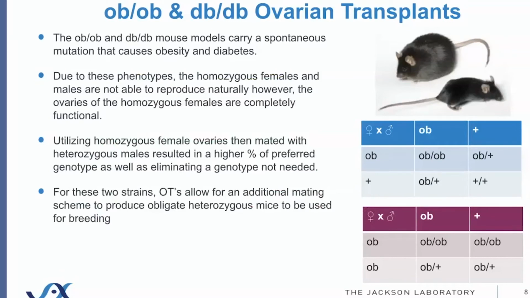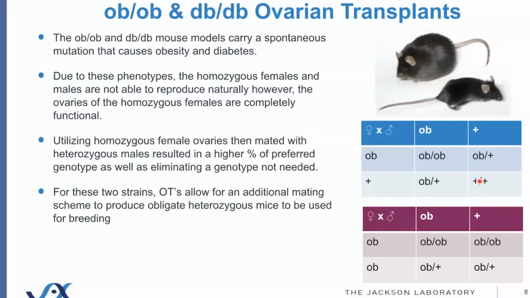So I'm going to try to get my pointer here. There we go. So we utilize homozygous female ovaries. If we look at this, this is our historical mating here. Before OTs, we would use heterozygous females by heterozygous males, and that would result in 25% of our preferred product, which is the OB-OB, 50% of the heterozygous, and then 25% of wild types.